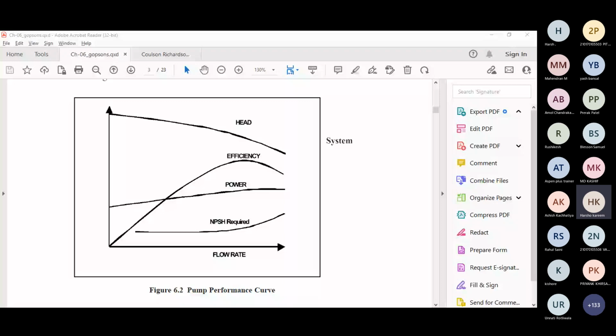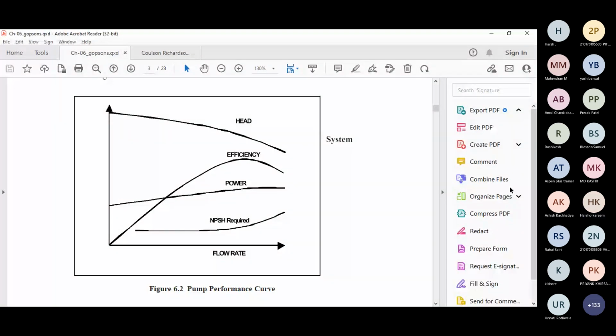Am I audible? I have a question. If I have a caustic and I want to pump it, what kind of pump is proper to use? For caustic, what is the percentage of caustic? 48% caustic. Then you can use a centrifugal pump, not an issue. Okay, thank you.